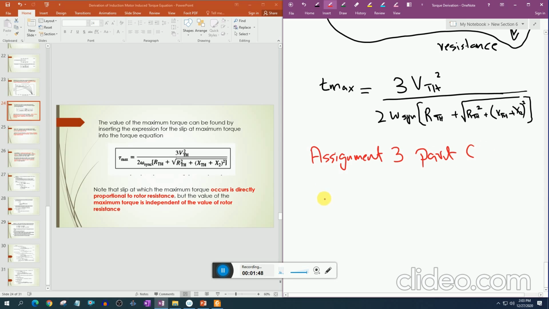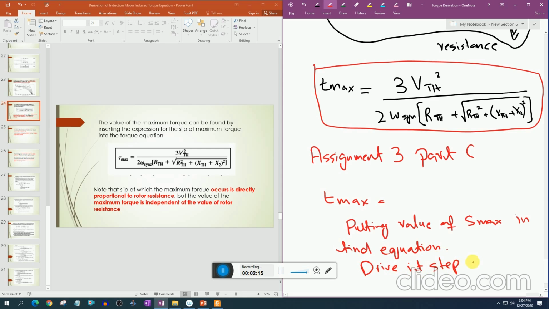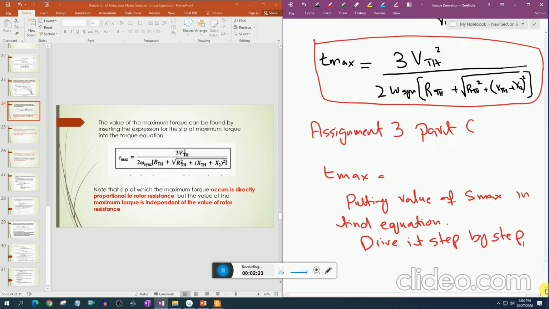In which you have to calculate the value of T maximum, which is this one, by putting the value of S maximum in the torque induced equation and derive it step by step. Take a picture of that page, insert it into the Word file and send it to me.